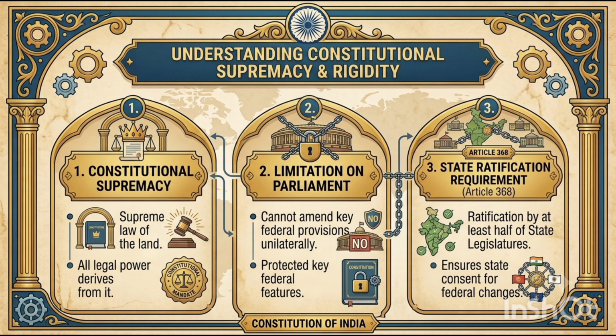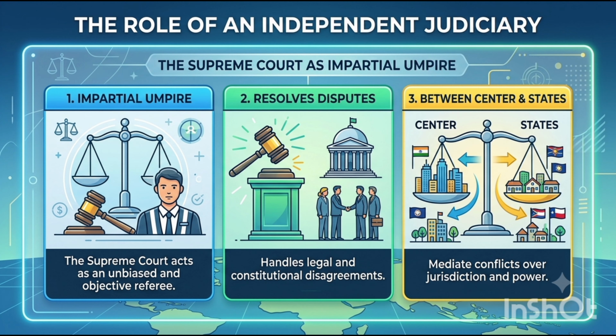Now, the third one is supremacy and rigidity. The Constitution is the supreme law of the land. Key federal provisions cannot be amended unilaterally by Parliament. They require ratification by at least half of the state legislatures under Article 368. And the fourth is the independent judiciary. The Supreme Court acts as the impartial umpire to resolve any dispute between the Centre and the states. I hope now you are clear with the federal provisions of the Indian Constitution.